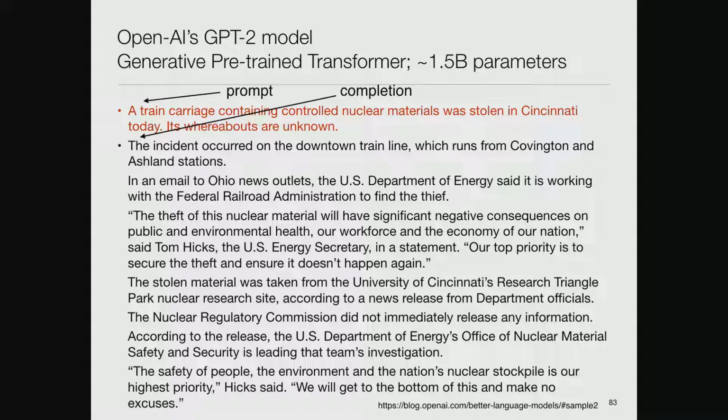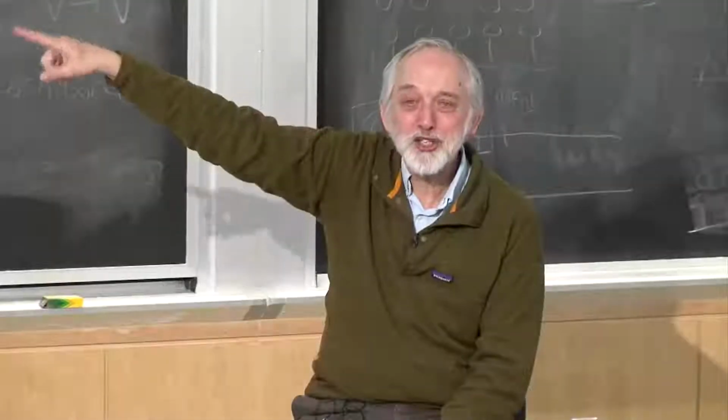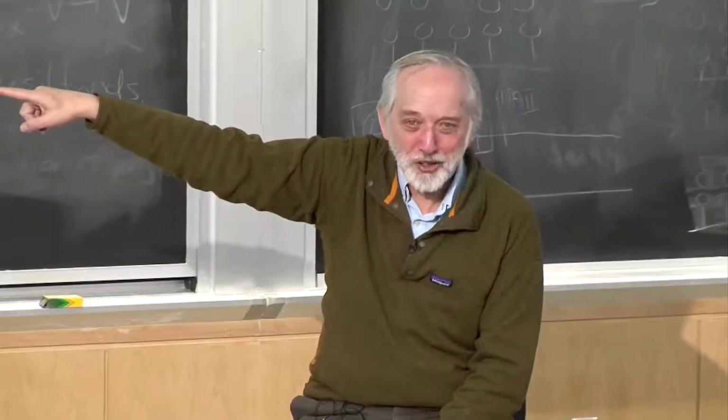And the system comes back with a completion that says the incident occurred on the downtown train line, which runs from Covington and Ashland stations. In an email to Ohio news outlets, the U.S. Department of Energy said it's working with the Federal Railroad Administration to find the thief, etc. Okay, this looks astoundingly good.